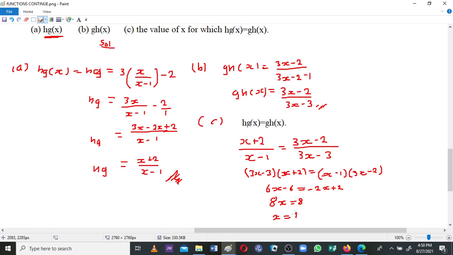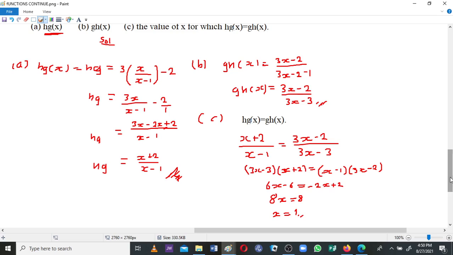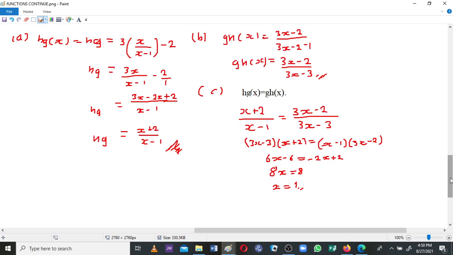hg(x). All right, so you can confirm that by substituting 1 in the function, just to see if you are going to get the same thing. You can try that, and if you do that, you're going to find that on both sides the function will not be defined, so you're going to have infinity is equal to infinity.